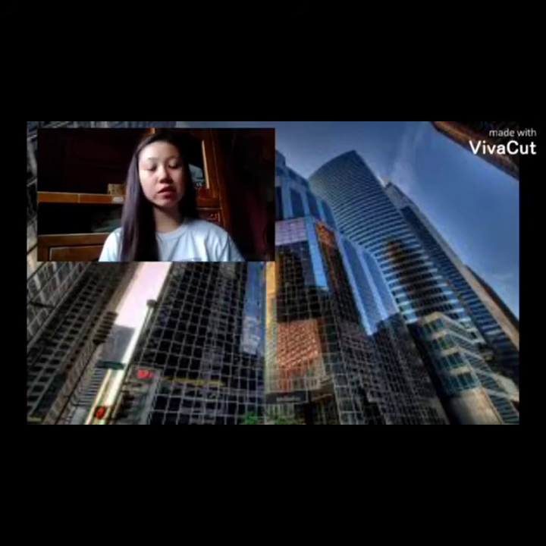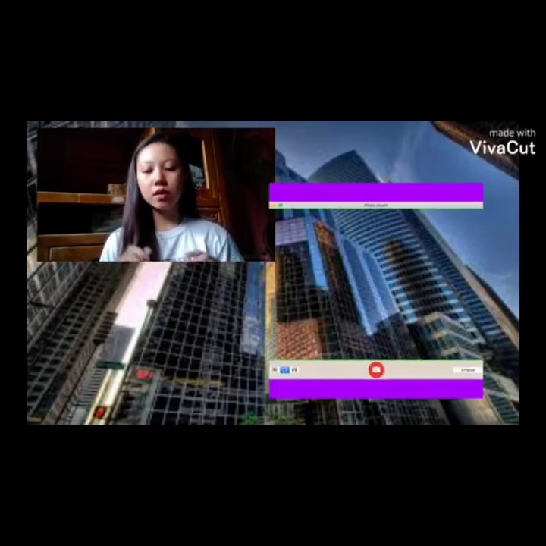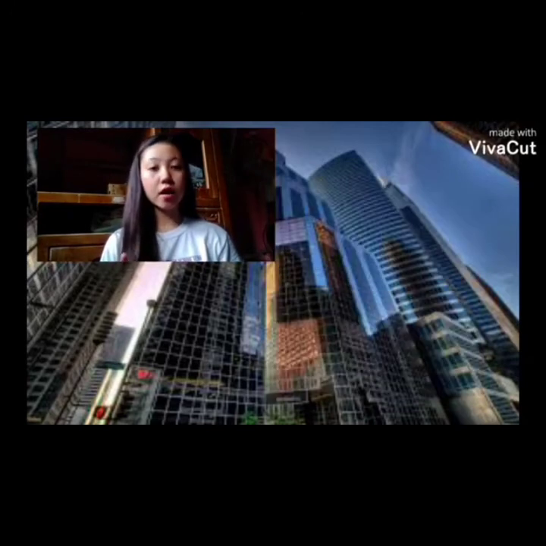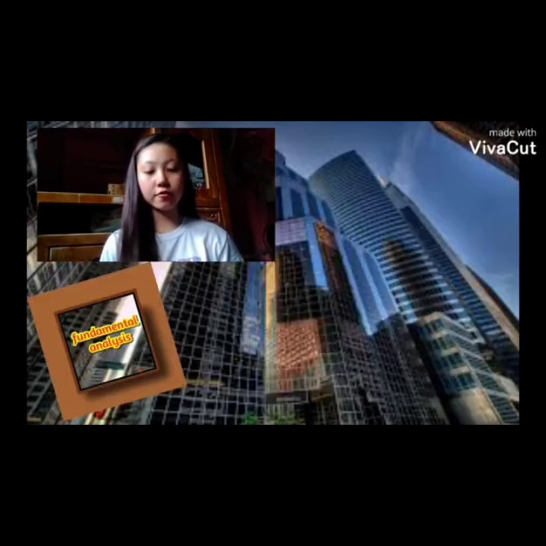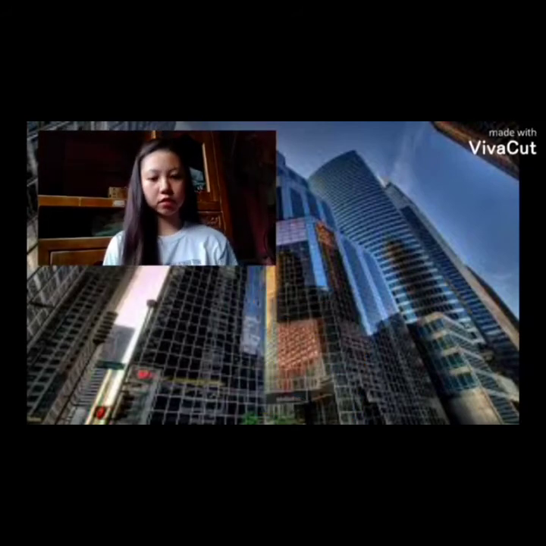Let's see the difference between EMH versus the fundamental and technical analysis. So, there are three broad theories concerning stock movements. Number one is the fundamental analysis. Number two is the technical analysis. And number three is the efficient market hypothesis.